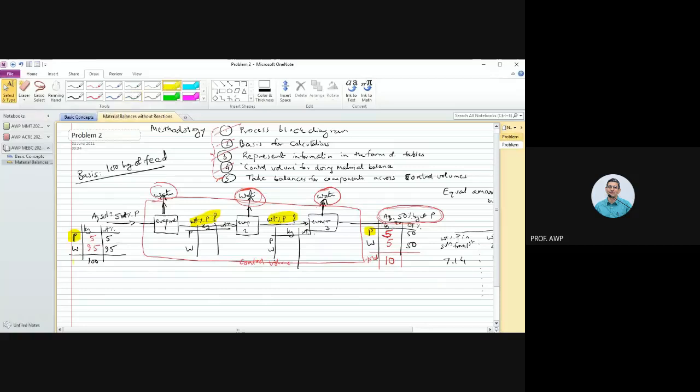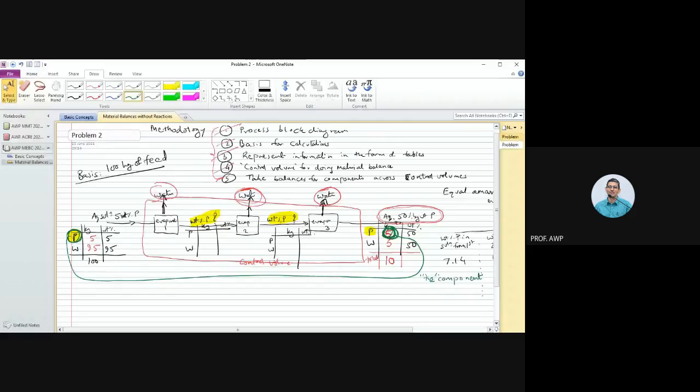by the fact that this component P is not changing across the control volume. We are going to call that a tie component, something that is not changing across the control volume. That has allowed us to do the material balance for water and calculate the amounts of water and weight% of water.